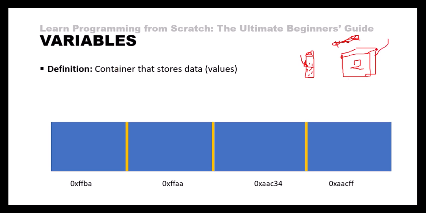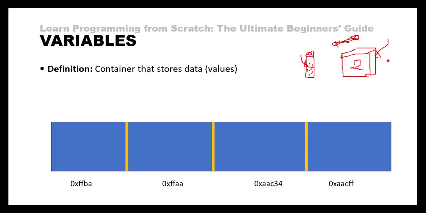So this box now becomes our variable. Variable comes from the word varying, changing in value. Meaning in this box we can store 3, 4, 5, any number that we want, but it's only permitted to store one value at a time. So a variable is just a container that stores data or values.